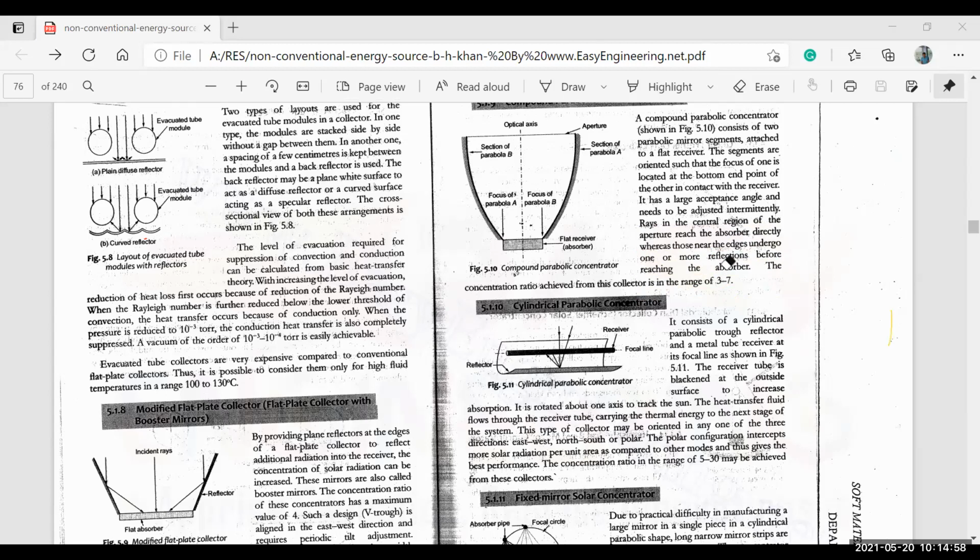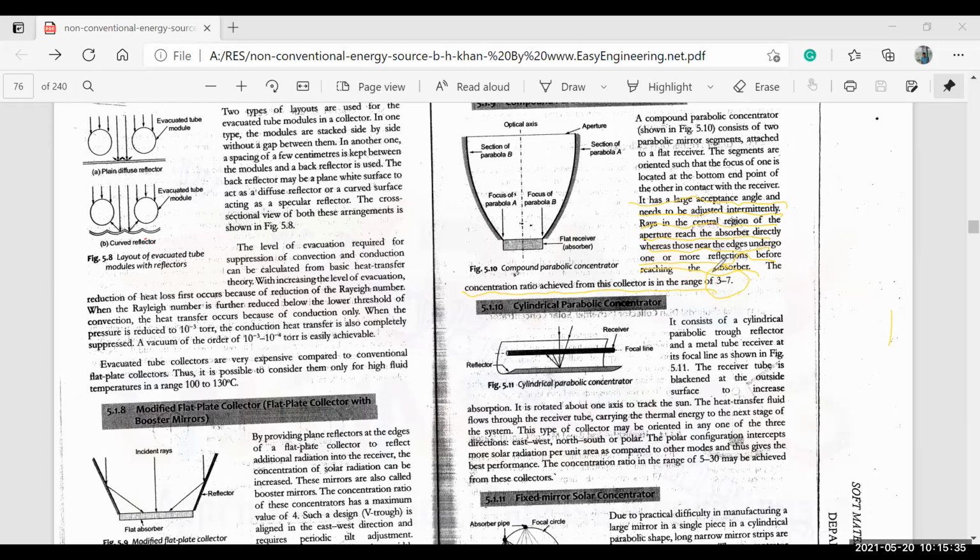So you could see it has been written over there. It has a large acceptance angle and needs to be adjusted intermittently. The rays in the central region of the aperture reach the absorber directly, whereas those near the edges undergo one or more reflections before reaching the absorber. Okay, the concentration ratio achieved from this collector is in the range of this.